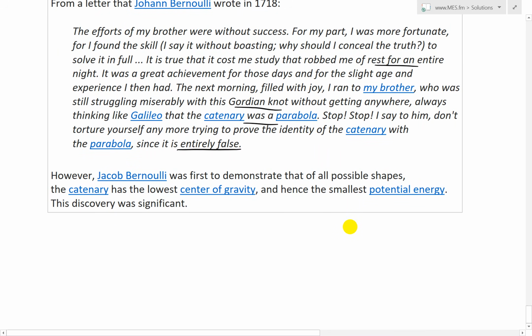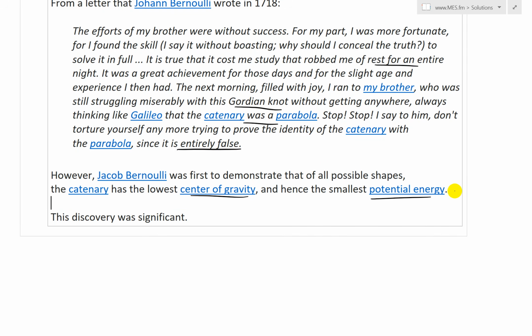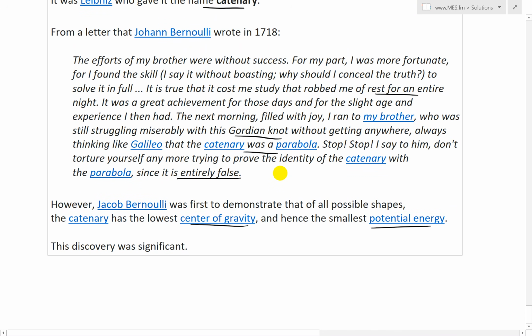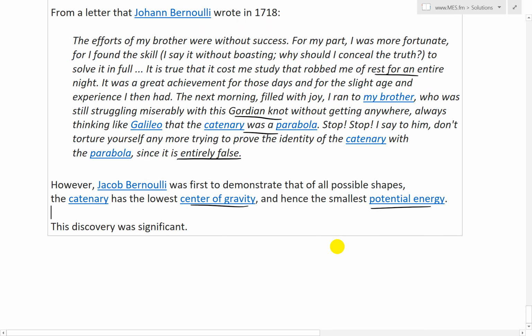However, Jacob Bernoulli was first to demonstrate that of all possible shapes, the catenary has the lowest center of gravity and hence the smallest potential energy. This discovery was significant. It's a quite amazing feat, but it makes some sense because there's barely anything affecting the cable that's just hanging on two supports, so it should form a shape with low energy, with just gravity pushing it down. In other words, the lowest amount of energy to make that shape, hence the smallest potential energy. I may look into this further, which is quite amazing.